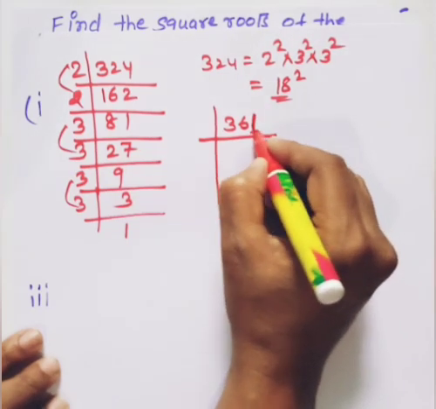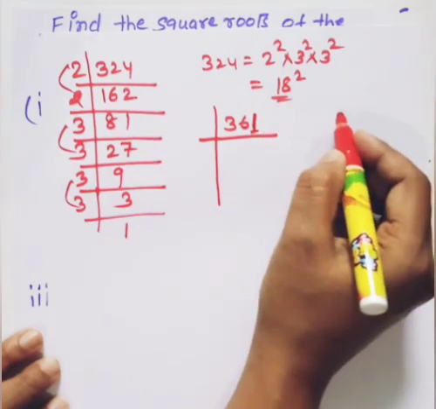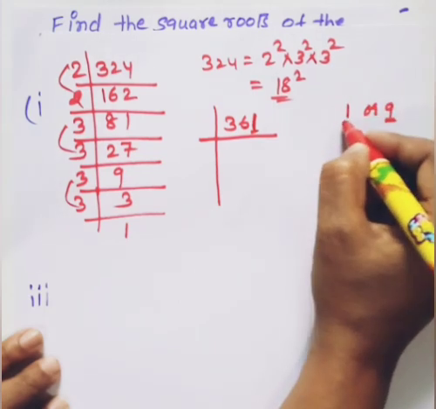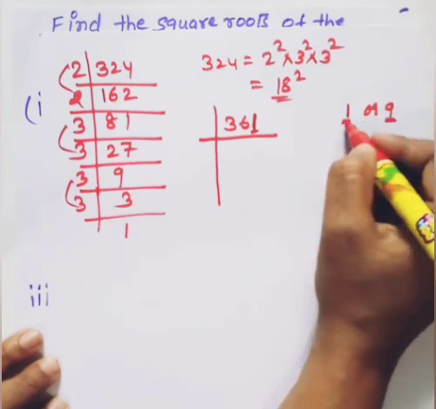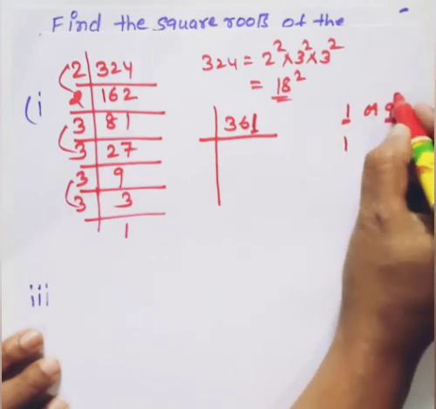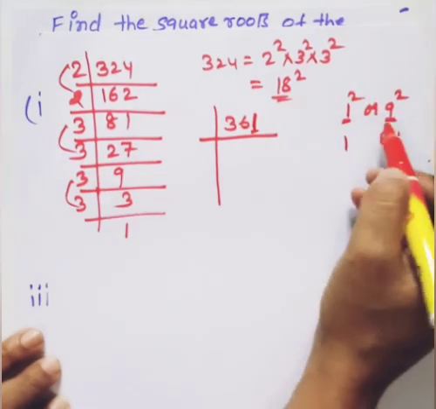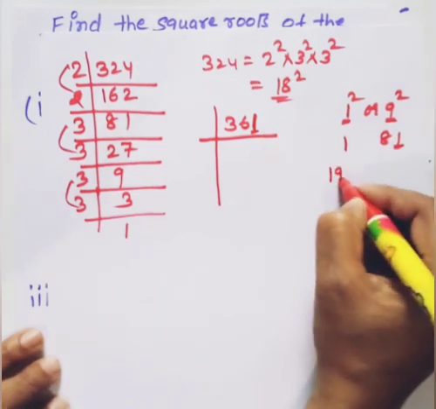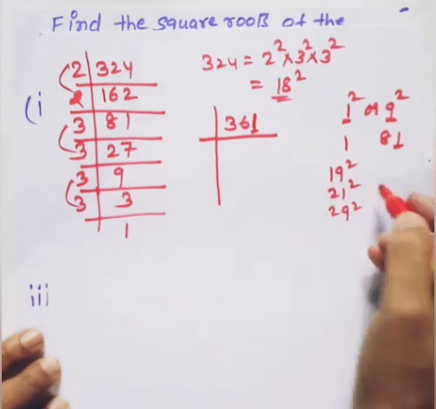See, there is 1 in the units place of the square number. So here you know the fact that the square root will have either 1 or 9 in its units place, because see, 1 square is 1 and 9 square is 81, and again there is 1 in its units place. So see, 9 9s are 81, and we have to find out for 19 square, 21 square, 29 square, like this.